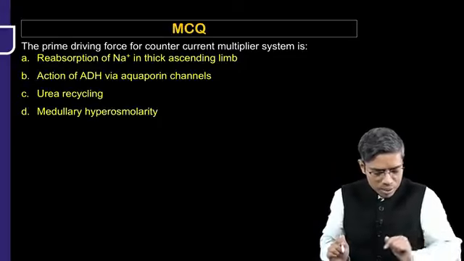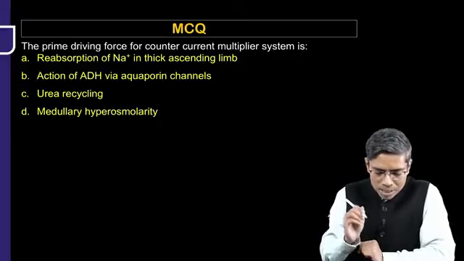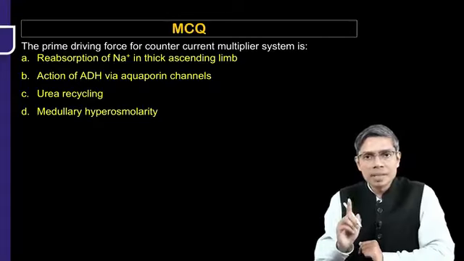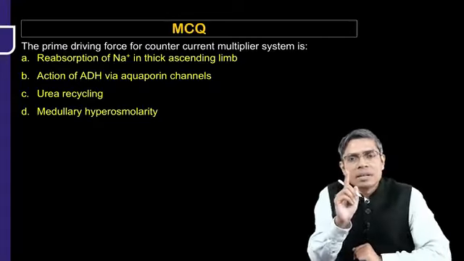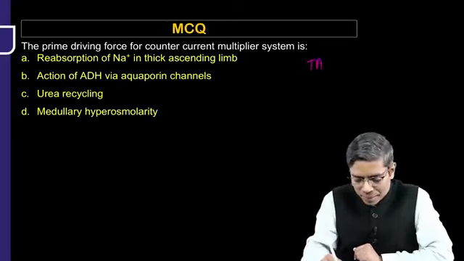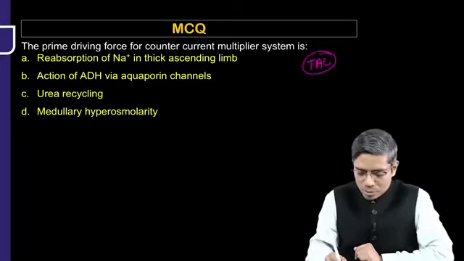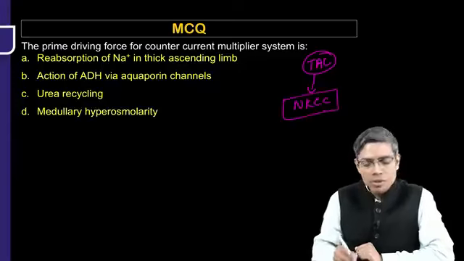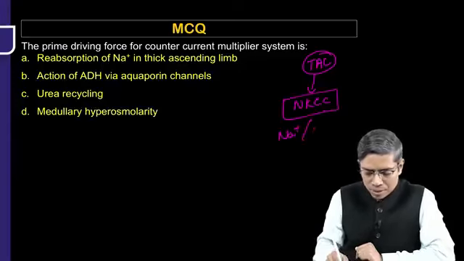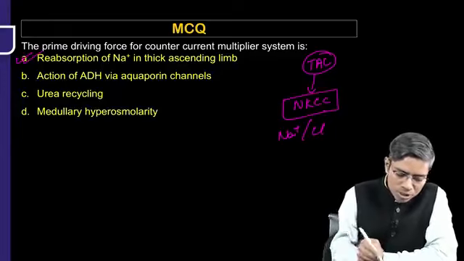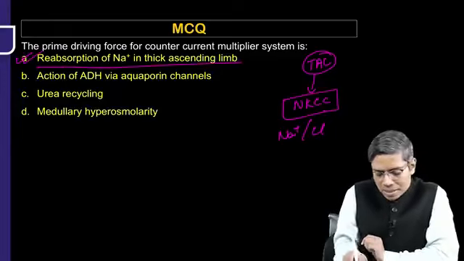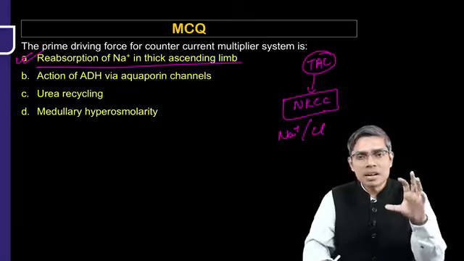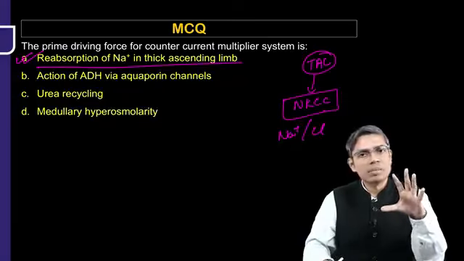So the MCQ related to this system: the primary driving force for the countercurrent multiplier system. Multiplier, I told you what the main segment is. The main segment is the TAL. At the level of TAL, which transporter is there? NKCC. NKCC reabsorbs what molecules? Sodium and chloride. So reabsorption of sodium in the thick ascending limb of loop of Henle is the main segment. This is the primary driving force for the countercurrent multiplier.